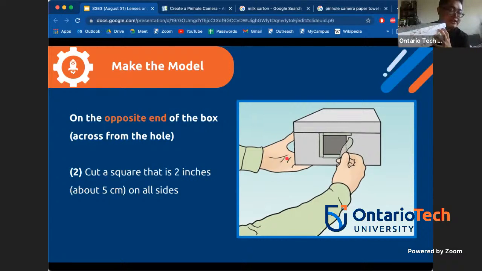Scissors don't work, Nathan and Jason, and we don't have a box cutter right now. That's all right. Scissors can be a bit blunt, especially if you've used them a lot for several different art projects. Okay, then we cut a square. Yeah, a square.